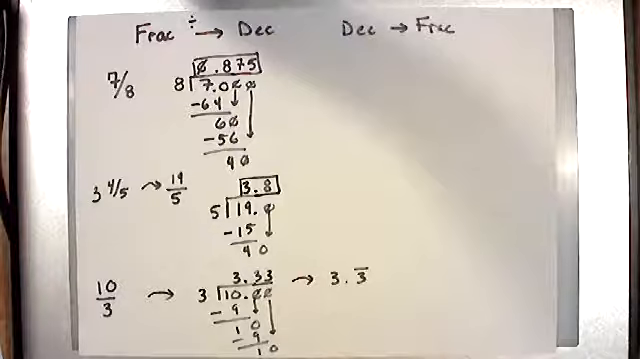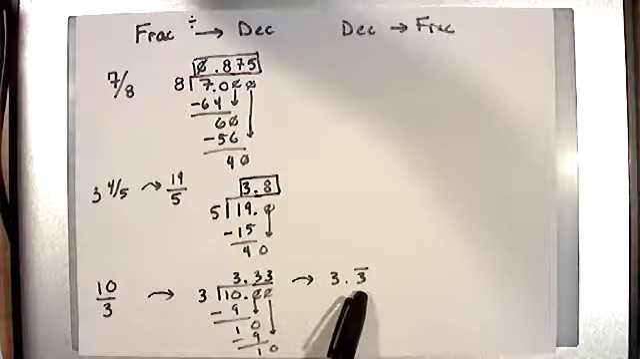So that's how you convert fraction to decimal. You simply just do the division out. You might have to round. You might have to take care of repetition with decimals, just like before.